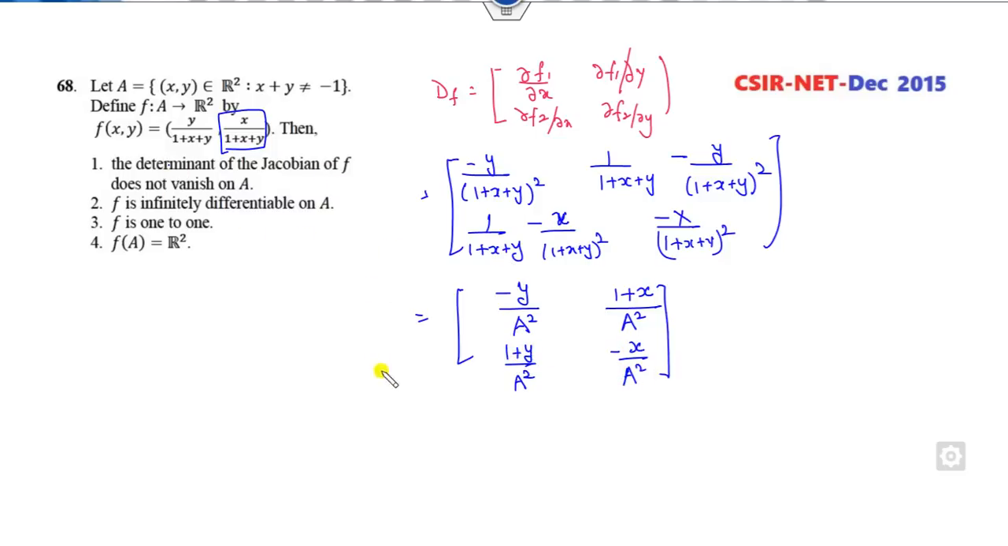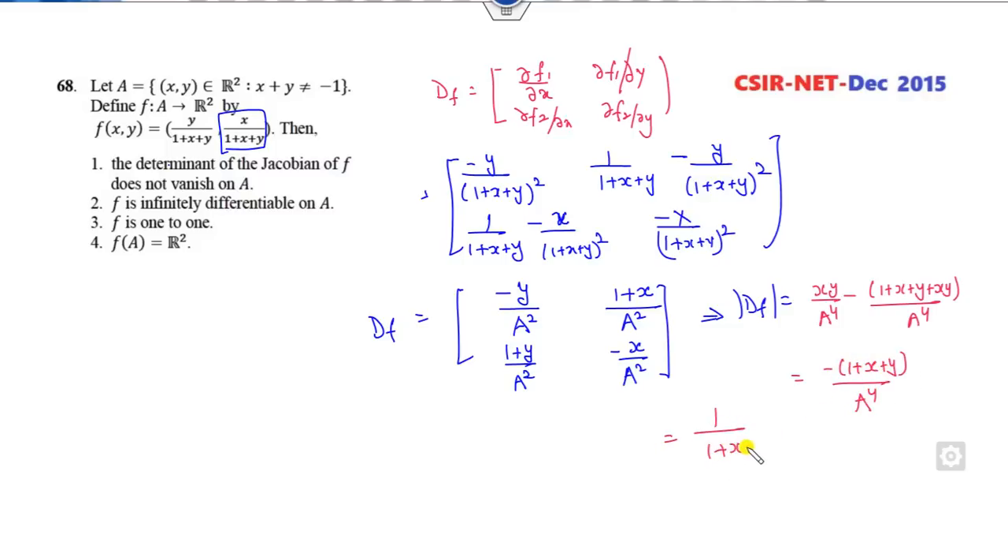So now, what is the determinant of this? If you find the determinant, it will be xy over a raised to power 4 minus 1 plus x plus y plus xy over a raised to power 4. So it is minus 1 plus x plus y over a raised to power 4. The a raised to power 4 will be cancelled out. Now it does not vanish. When will it vanish? When x plus y is minus 1, but that is not in the domain. So this will not be 0. So the first option is the correct option.